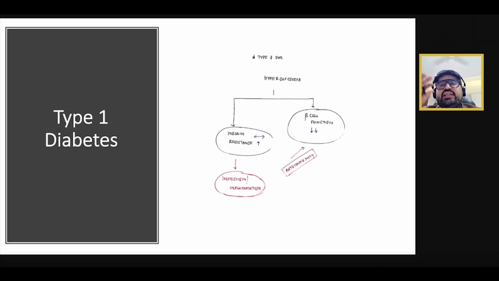Okay, so now let's first talk about type 1 diabetes. Just to tell you, this slide you might not be able to see completely, so you can pinch to zoom and see the slide much more clearly.